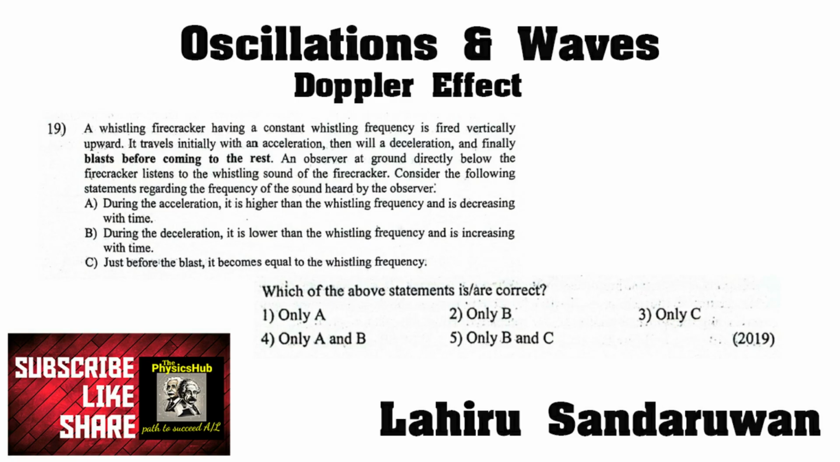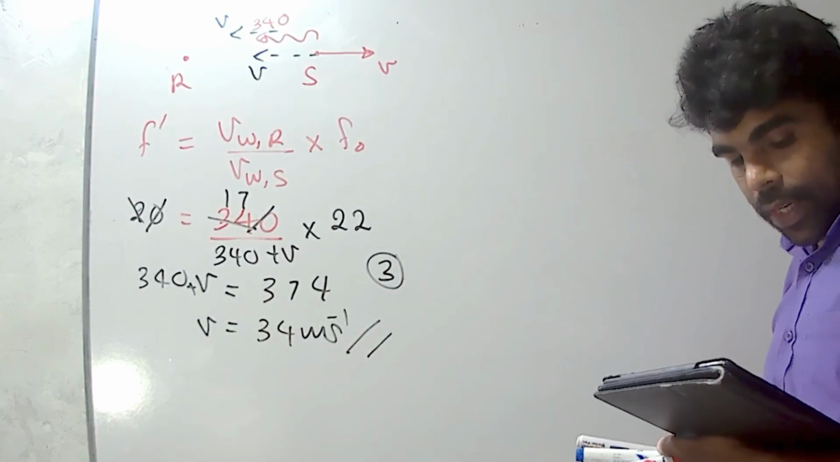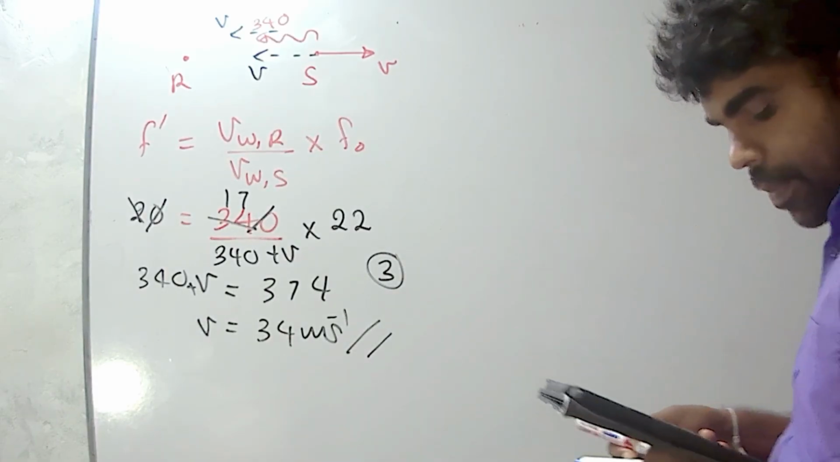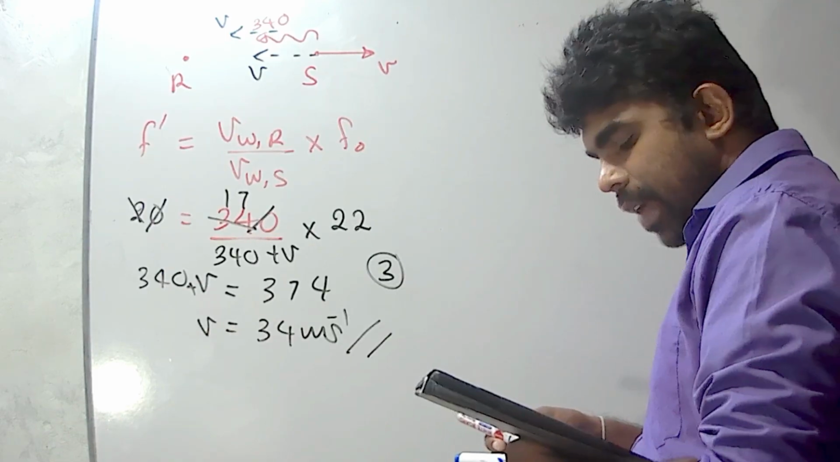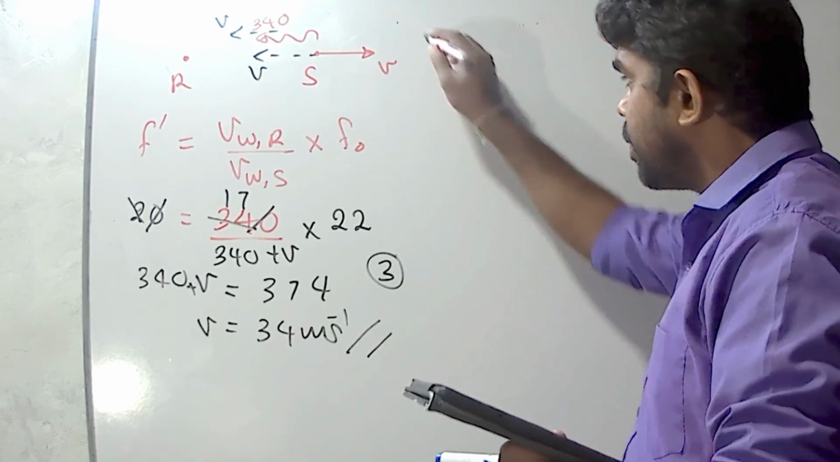A whistling firecracker having a constant whistling frequency is fired vertically upward. It travels initially with an acceleration, then with a deceleration, and finally blasts before coming to rest. An observer on the ground directly below the firecracker listens to the whistling sound. Consider the following statements regarding the frequency of sound heard by the observer. Part A. During the acceleration, it is higher than the whistling frequency and decreasing with time.